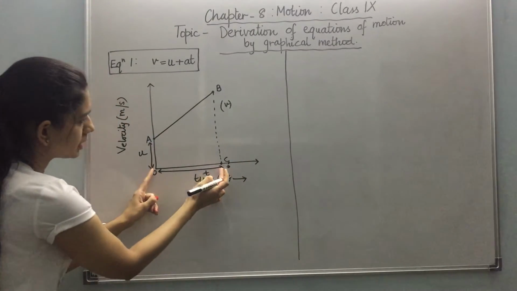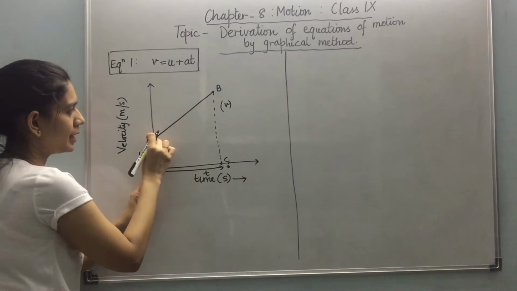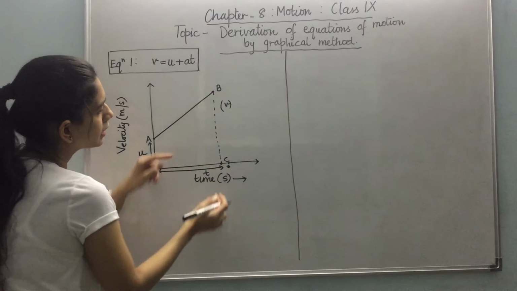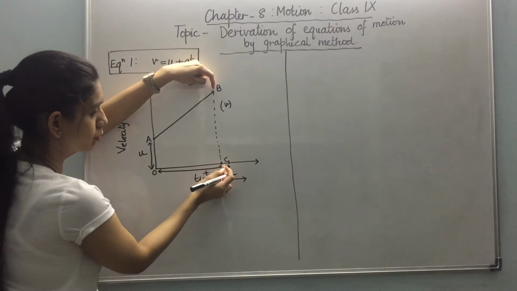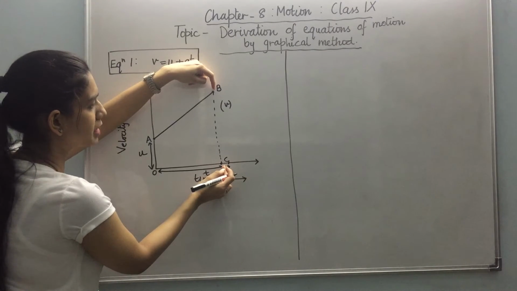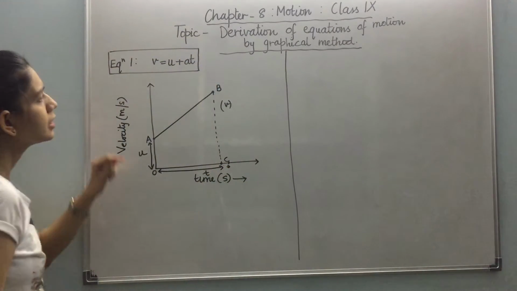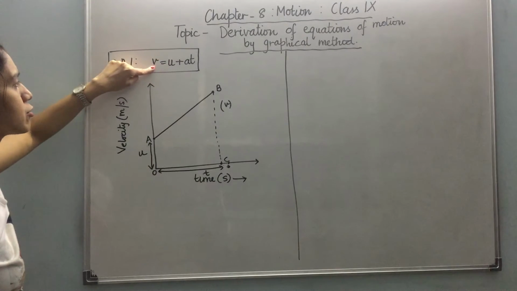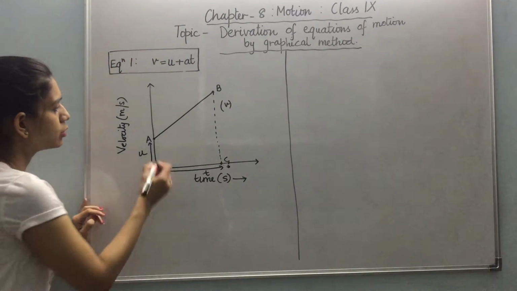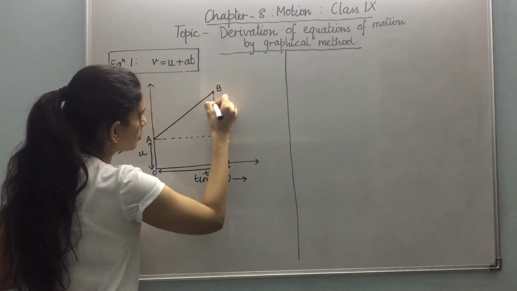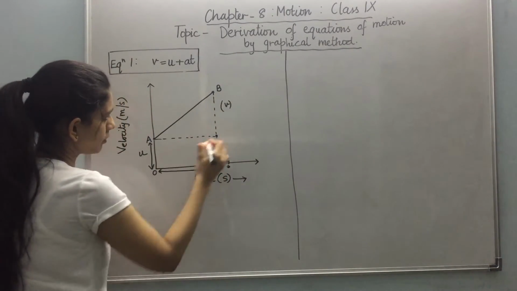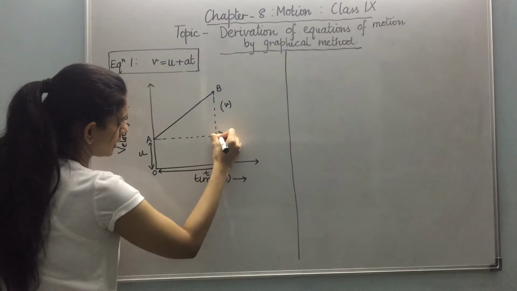In time t, the object has traveled from point A to point B, right? So it has covered a final velocity. It is moving with the final velocity of v meters per second. Now our aim is to find the relationship between them. So what we are going to do is draw some perpendicular lines. You may use a dotted line and we can mark it as point, let's say, D.